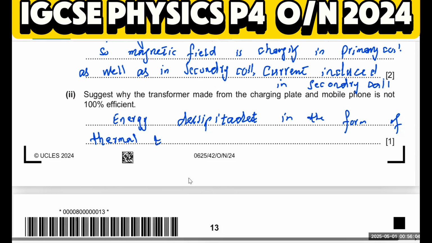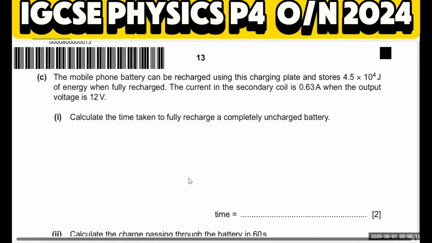Or you can write as well, there is no iron core. That's why the energy is lost. 1 mark, so 1 point is enough.